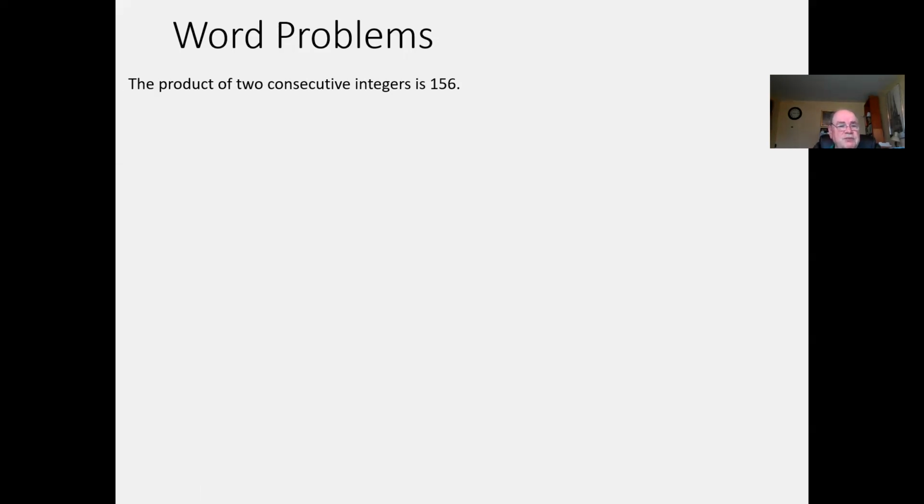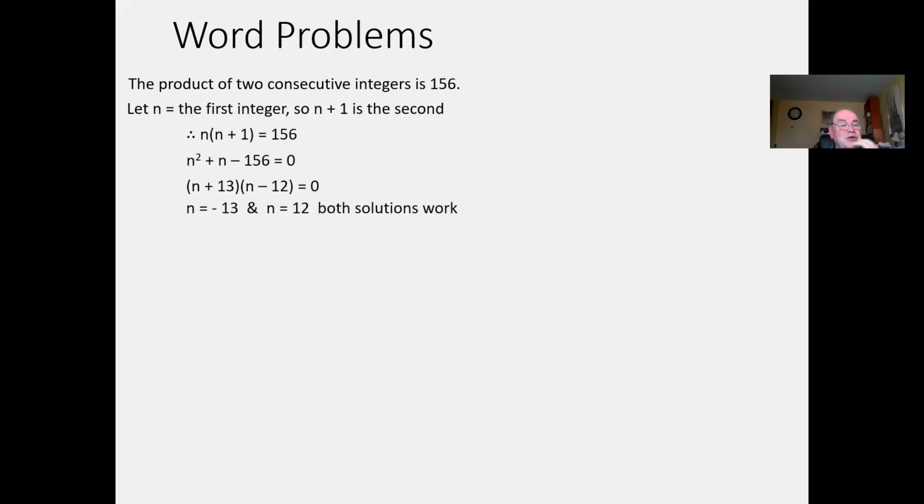Let's see. The product of 2 consecutive integers. There you go. There's my secret exposed right away. The product of 2 consecutive integers is 156. Well, let n be the first integer. They're consecutive, so n plus 1 is the second integer, and you multiply them up to get 156.